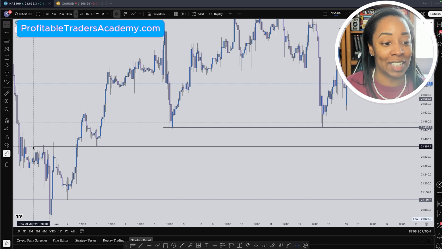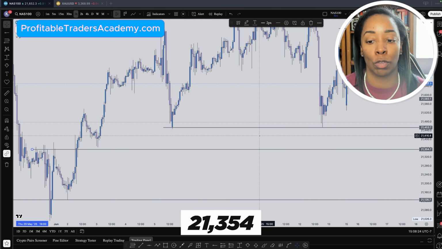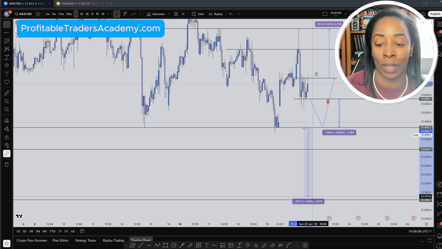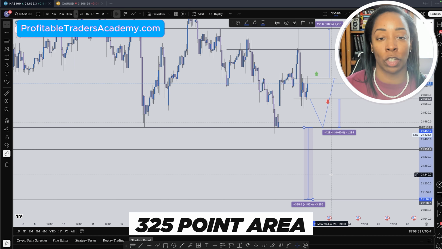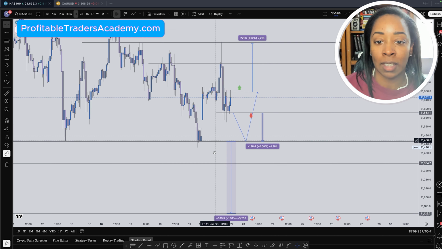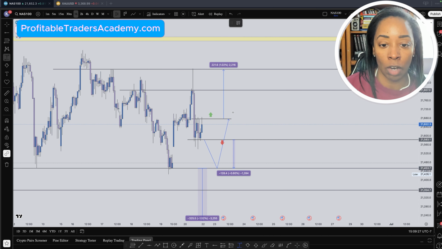Okay, so the area I see is over here, and it is at 21,354. So basically an area to potentially stop in terms of riding the momentum down. So this here is 100 points and then coming all the way down here to that 325 point area. So that is that. And on the upside, what I would want to see is a continuation of price moving up. Like I mentioned, this area here.